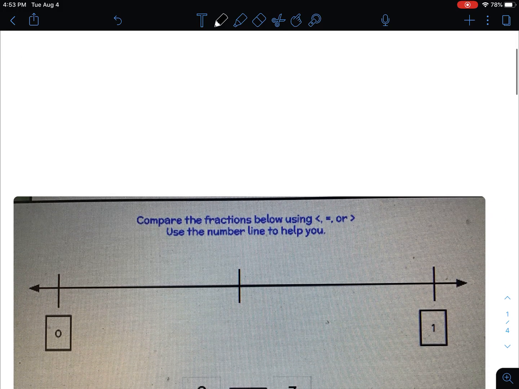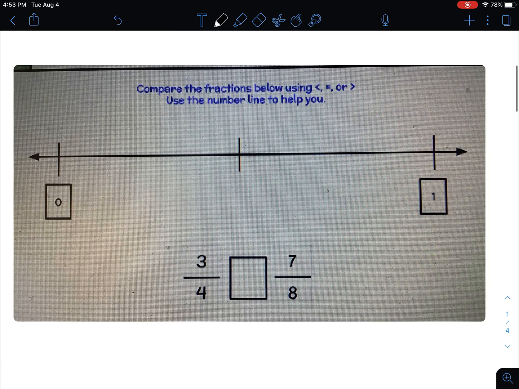So here's some of the types of problems you're going to have in your independent practice. So just like last time, you're going to have problems with number lines, and you have to decide, is 3/4 or 7/8 larger? So again, you have to put these fractions on the number line. I always start, when I'm drawing a tape diagram or on a number line, with the fraction with the smallest denominator, so that's 3/4.